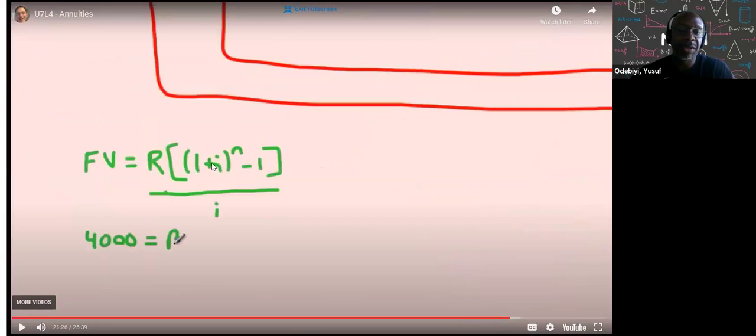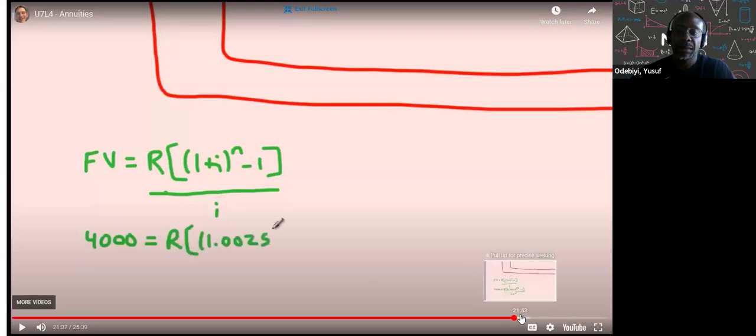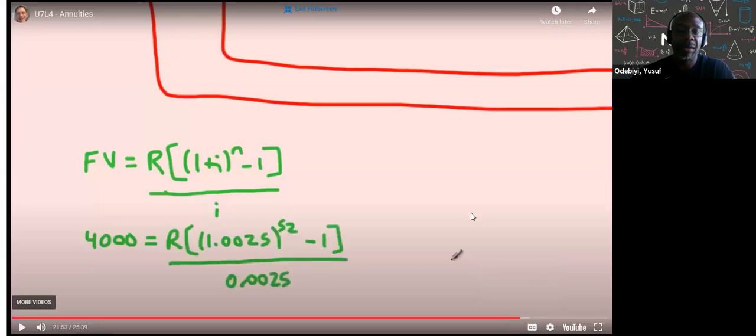Right? So our interest, right, is going to be the 0.06. So all this is going to equal to 1.0625 in here. We know what the R is. We know the N is 52 and the I is 0.0625. So all we have to do now is just isolate R. That's all we got to do here. Okay, there you go. Sorry, I meant to say 0.0025, not 0.0625, 0.0025.